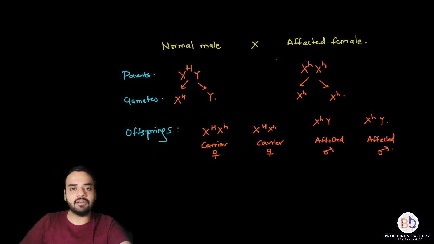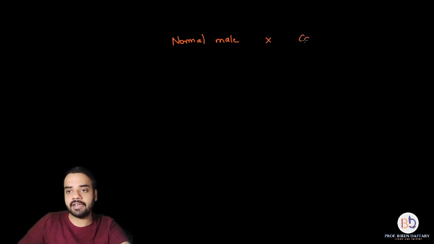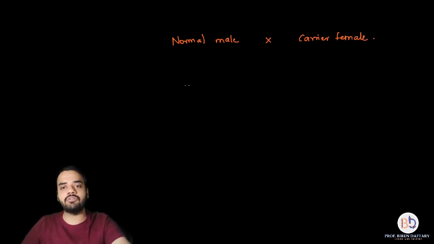Now another example of a cross with respect to hemophilia can be, let us take the example of a normal male and a carrier female. If you have a pen or a pencil and a notebook, you can also write this down and try to do the cross without looking over here. So now we are going to cross a normal male with a carrier female, correct?